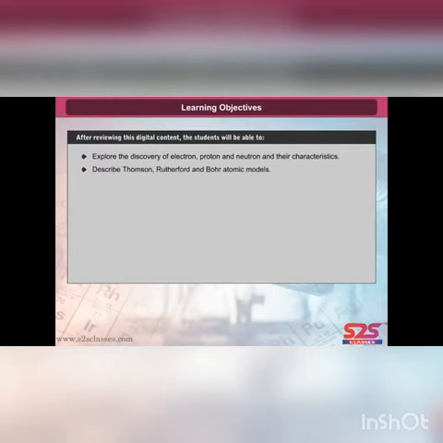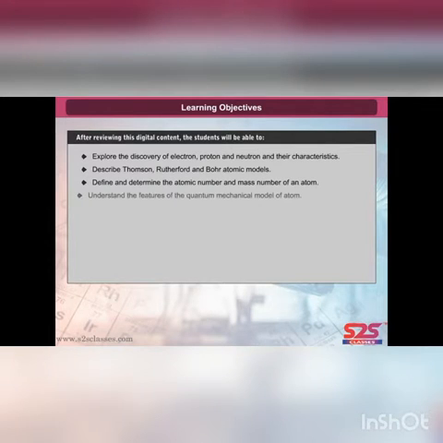After reviewing this digital content, the students will be able to explore the discovery of electron, proton and neutron and their characteristics. Describe Thomson, Rutherford and Bohr atomic models. Define and determine the atomic number and mass number of an atom.